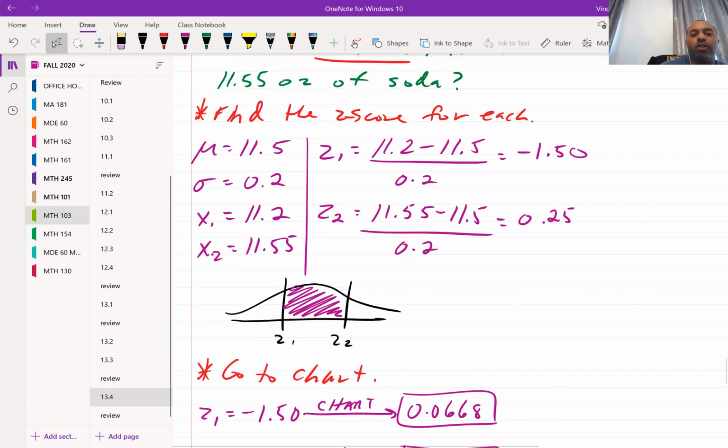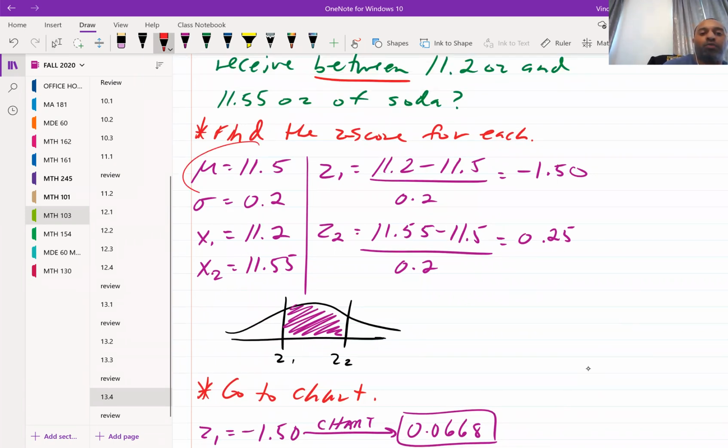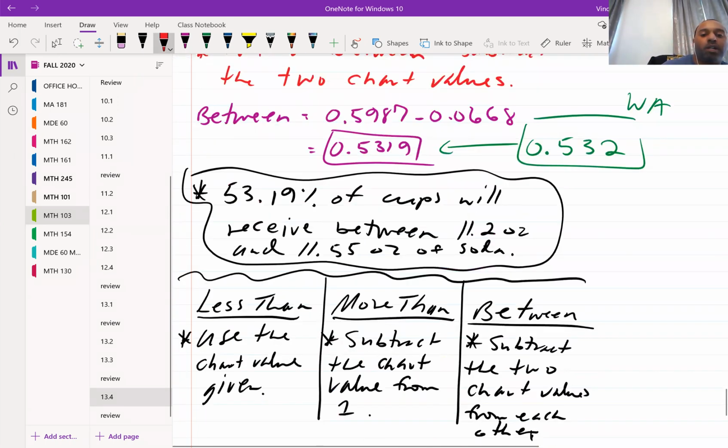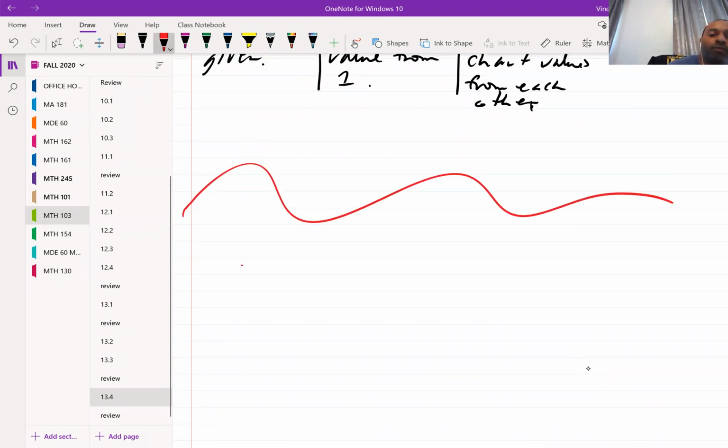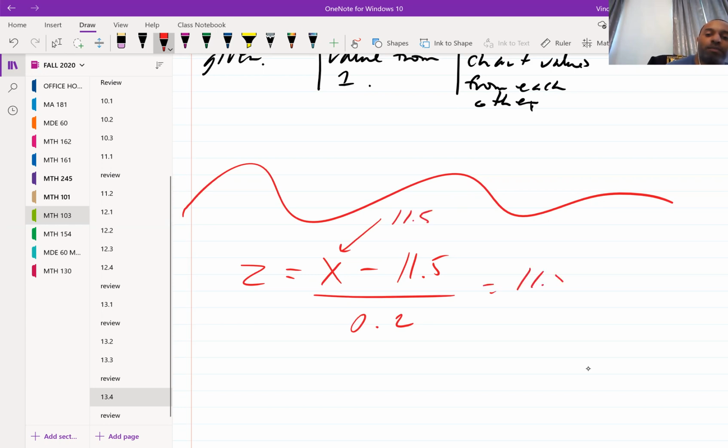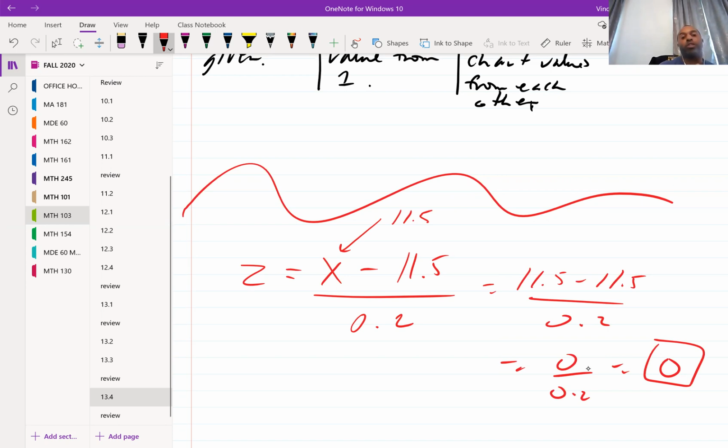So now your actual mean is 11.5, like you said, but when you convert it to a z-score, it's going to be 0. Because remember, the z-score formula is your data value minus the mean, which is 11.5, divided by the standard deviation, which is 0.2. Now, if I put 11.5 right there, that's 11.5 minus 11.5 over 0.2, which is 0 over 0.2, which is your 0. So it's just saying that once you convert your mean to a z-score, it'll be 0.